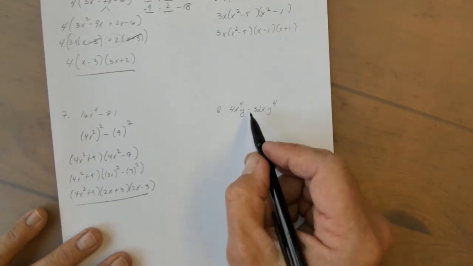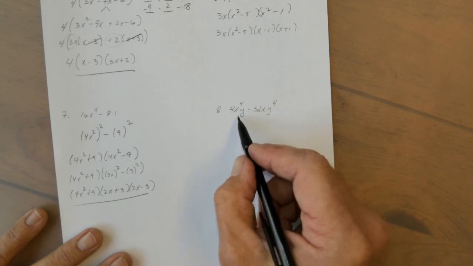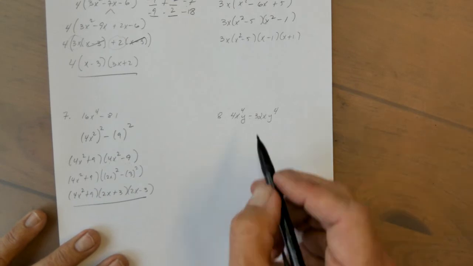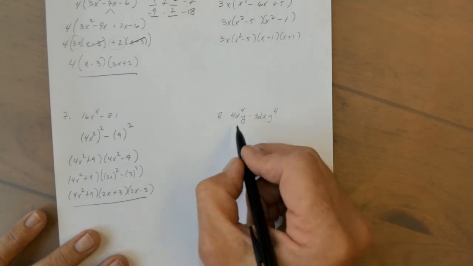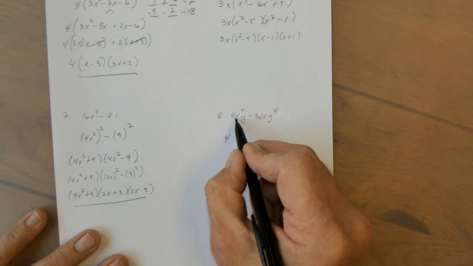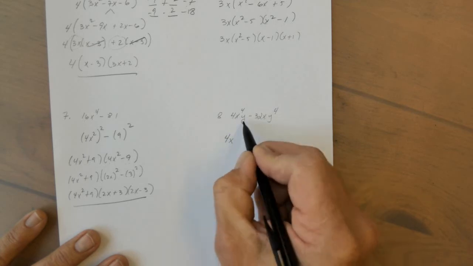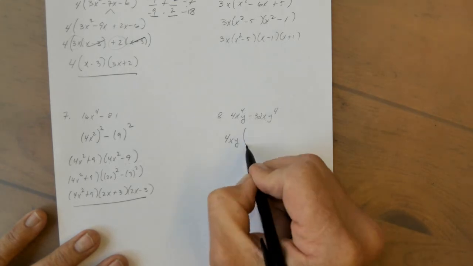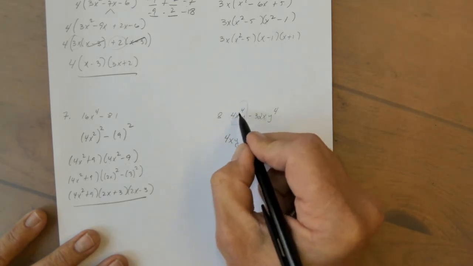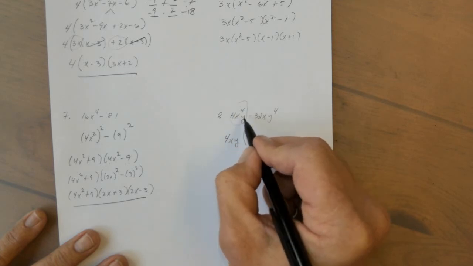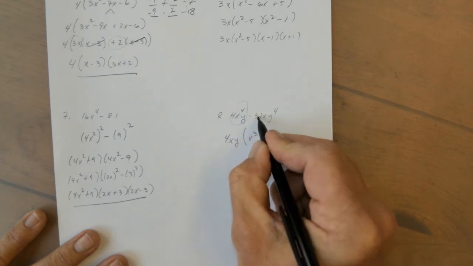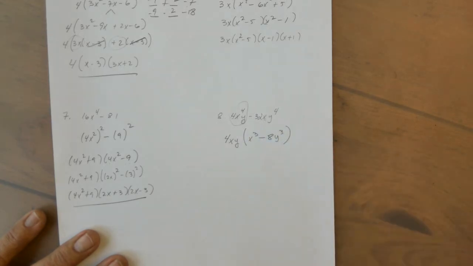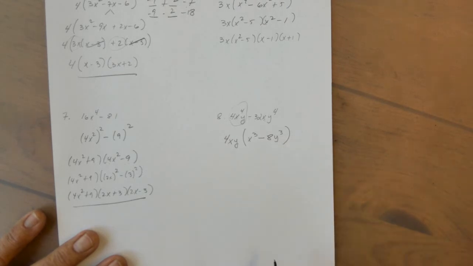Again, I have a subtraction. I'm thinking sum of or difference of squares or difference of cubes, but neither one do I have yet. But I do notice that in both of these terms, I can factor out a 4. I see I have at least an x to the first in both terms and a y to the first in both terms. So when I factor that out from here, I'm left with a 1 from the 4 and the y and an x cubed. And over here, I'm left with a minus 8y cubed. So now I see that I have a difference of cubes here.